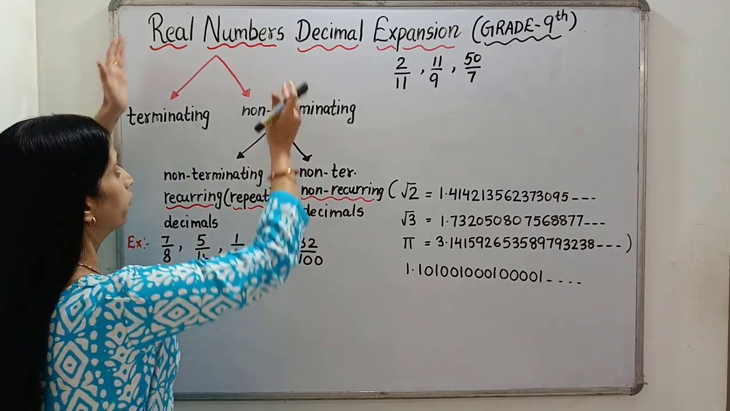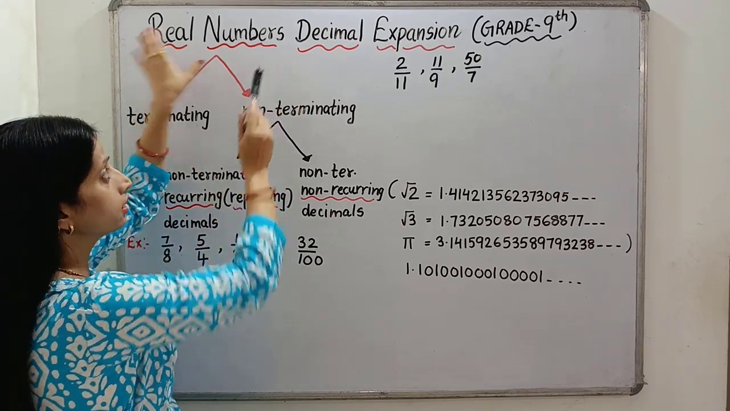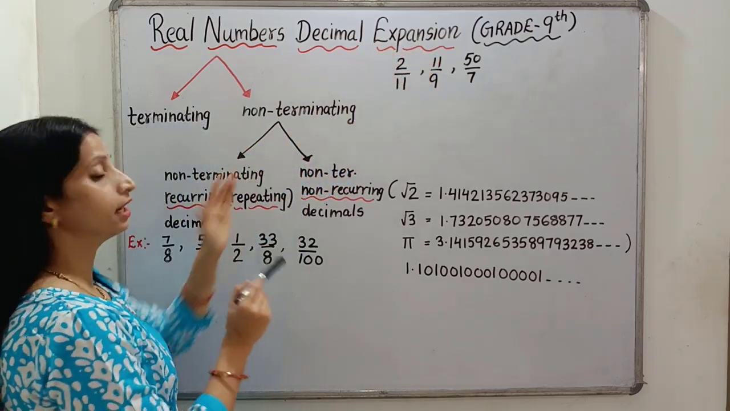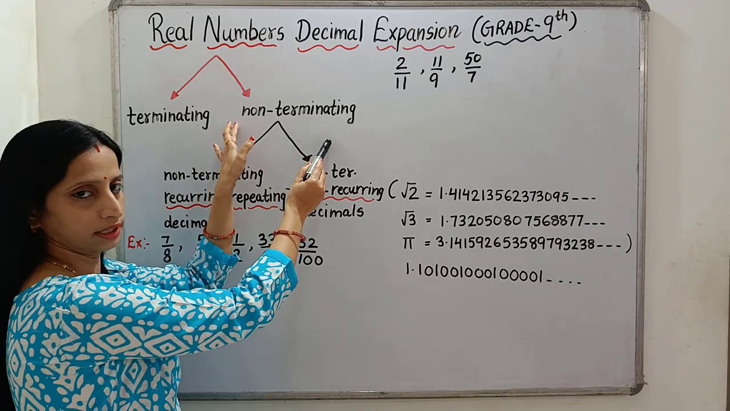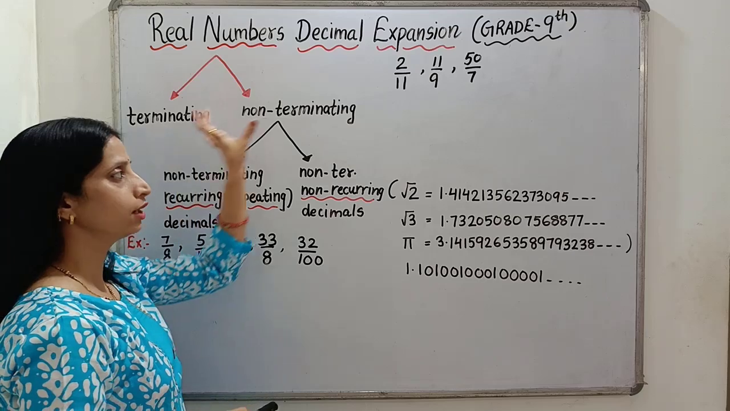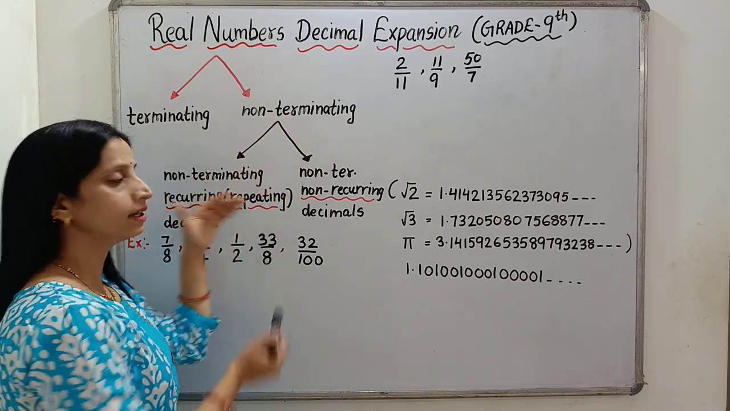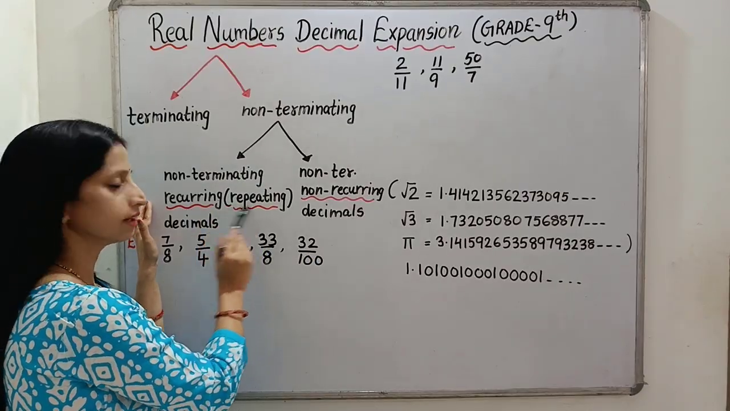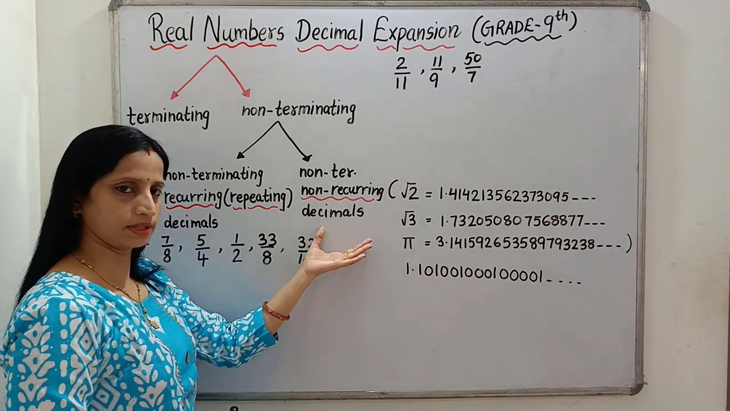So whenever we convert a real number into a decimal expression, it will either be terminating or non-terminating. Okay, so just remember these two terms, terminating and non-terminating. Then again, non-terminating can further be divided into these two categories: non-terminating recurring decimal numbers or non-terminating non-recurring decimal numbers.